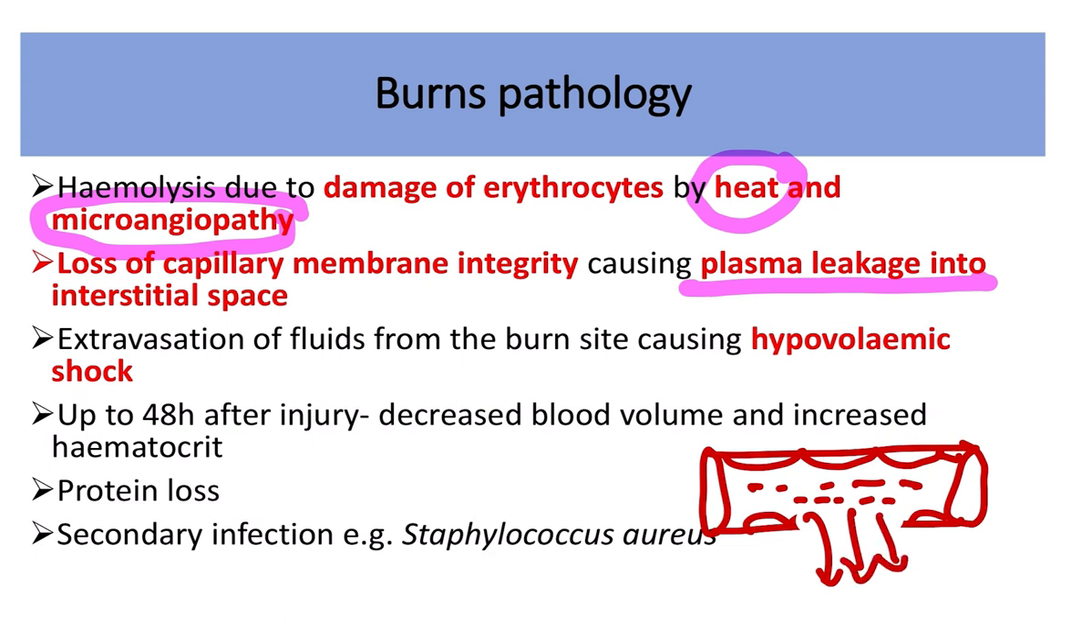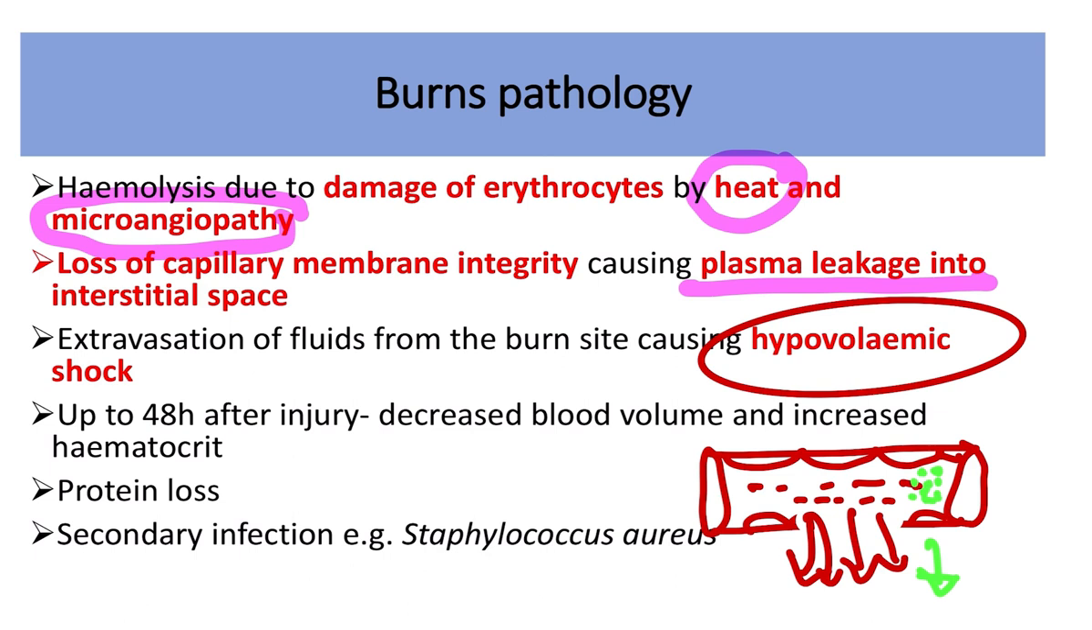interstitial space. The extravasation of fluid from the burn site causes hypovolemic shock. As the fluid goes outside the blood vessel, hypovolemic shock develops. Up to 48 hours after the injury, there is decreased blood volume and increased hematocrit. Actually, we lose the plasma here, not the blood cells. So plasma is lost, but in the blood vessel there is a concentration of blood cells, with a lesser amount of plasma or fluid. In this condition, the hematocrit level is increased.